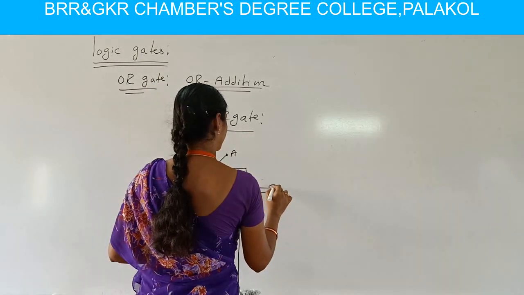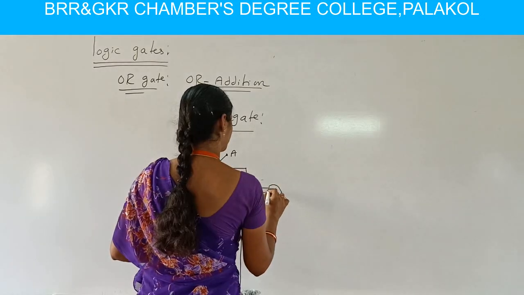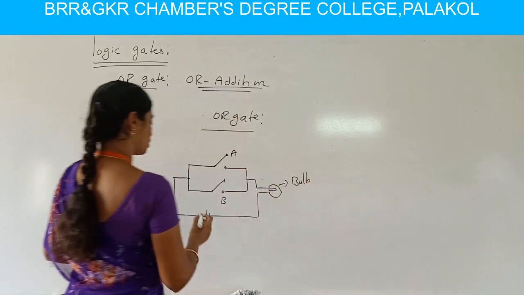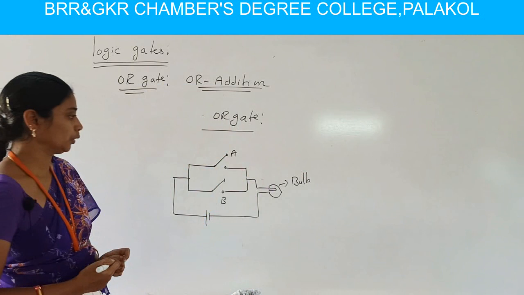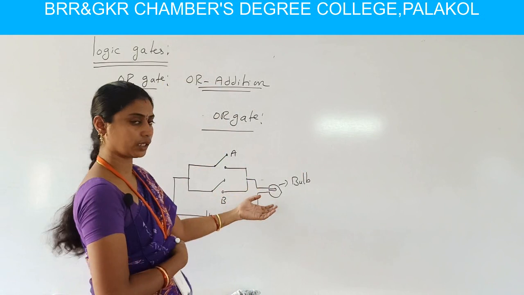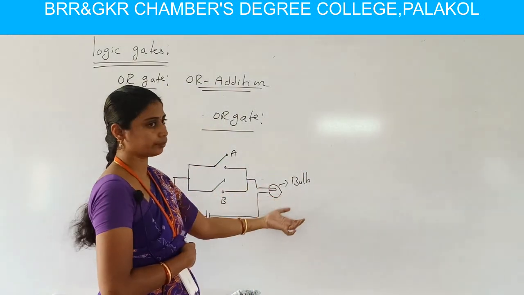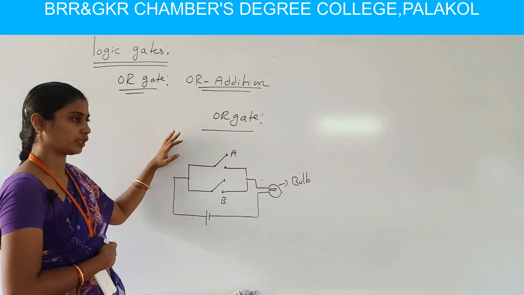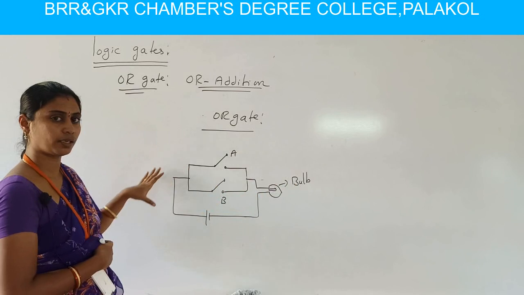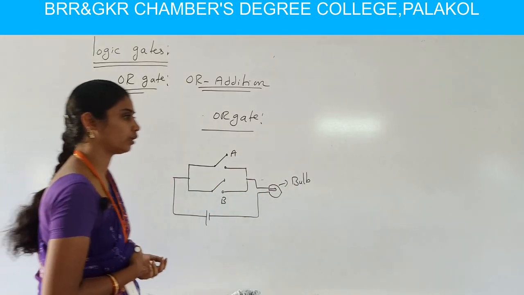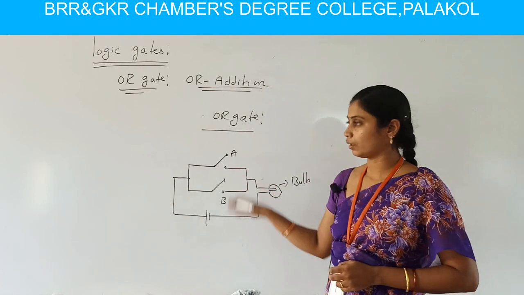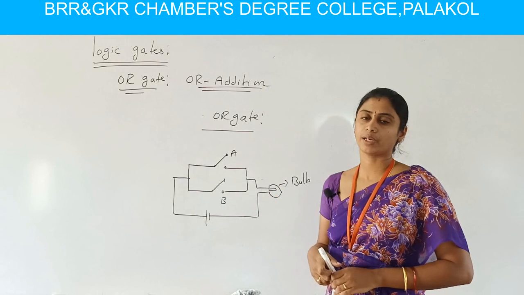So for observing the output we have a bulb. This is the input we give to A and B with the help of switches A, B. And the output is observed with a bulb in the circuit arrangement. So the electrical circuit arrangement with the help of switches for the OR gate is like this. Here the operation of OR gate can be explained by 4 cases.